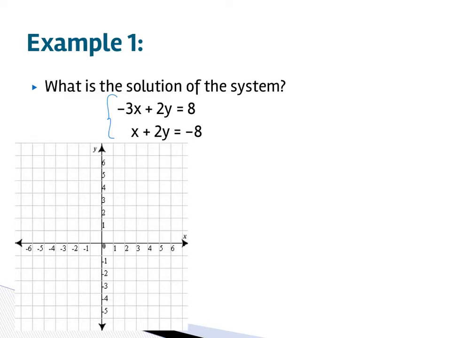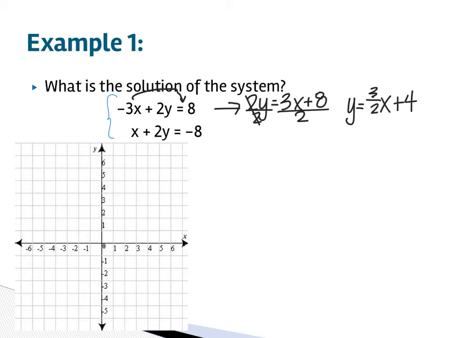So I want to put it in slope-intercept form first. That means I'm going to move the 3x to the other side of the equation, and I get 2y equals 3x plus 8. Then solve for y. So I get y equals 3/2 x plus 4. For this one, I'm going to move the x over, and I get 2y equals negative x minus 8. Divide both sides by 2, and I get y equals negative 1/2 x minus 4. So I'm going to graph the top one in black and the bottom one in pink.